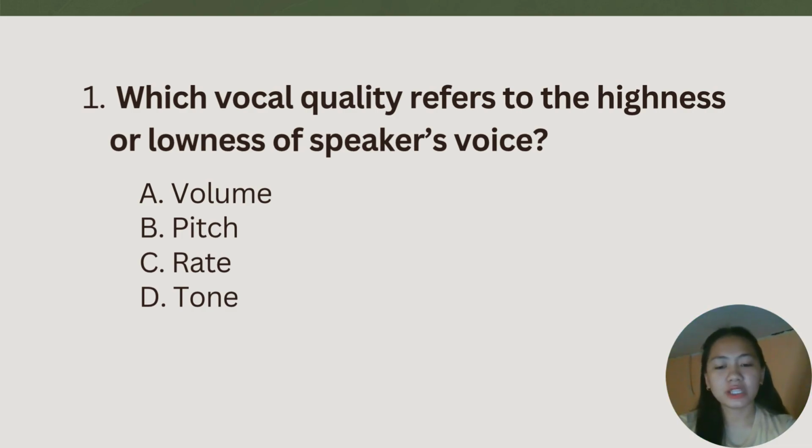Question number one. Which vocal quality refers to the highness or lowness of the speaker's voice? Letter A, volume. B, pitch. C, rate. And D, tone. Sorry, you have 5 seconds to answer.